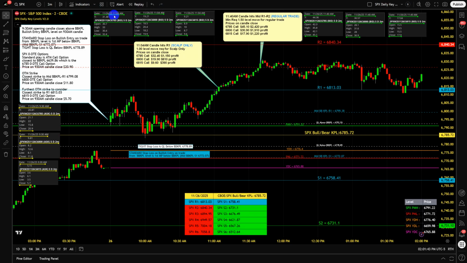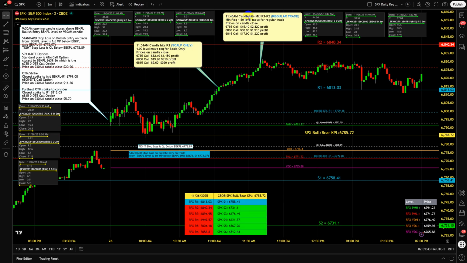As you can see here, we have the bid prices on the candle close for the 11:04 a.m. candle. The price on the candle close for the 67.85 call, 32.40. That is $1,150 profit per option. For the 6800, the bid on the candle close 19.90. That's $810 profit per option. And on the 11:04 a.m. candle for the furthest out of the money, 68.15, $9.60. That is a $390 profit per option.